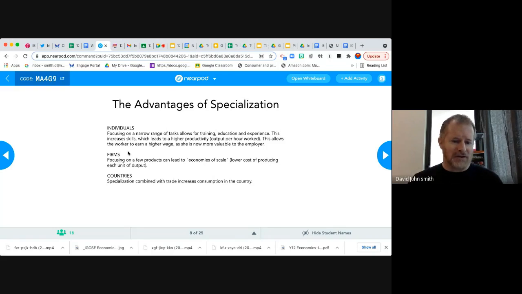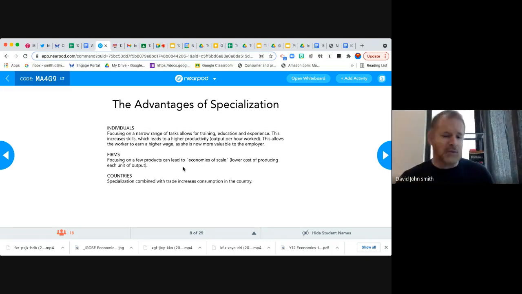If you focus then on a few products, so the specialization of production, businesses, instead of trying to produce everything, just focus on a few things. They're then able to gain from economies of scale, which we've looked at a long time ago, a microeconomic concept. And that means that you're going to have a lower cost of producing each unit of output. Your average costs fall as you increase production.